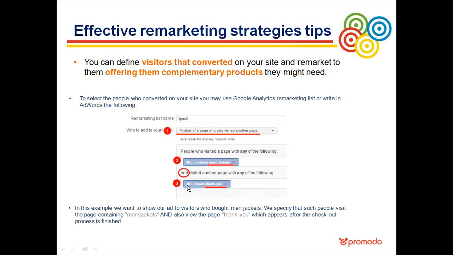provider, it says URL, people should also have visited another page which indicates the completion of the purchase. For example, it could be a thank you page, which is shown to visitors after they have completed the checkout process. And if you define this, you will be able to show your ads offering some complementary products to the people who have converted on your website.